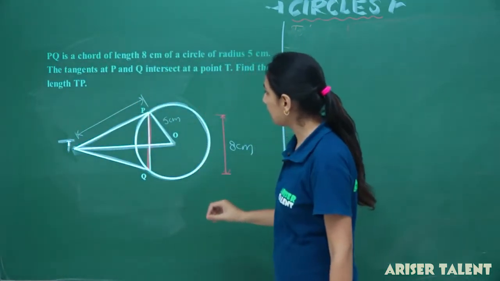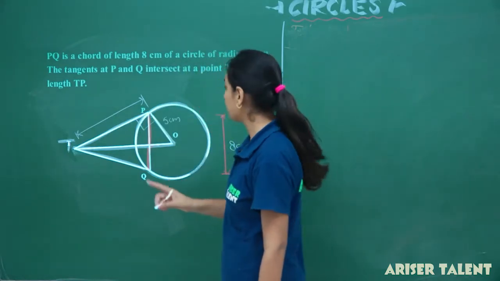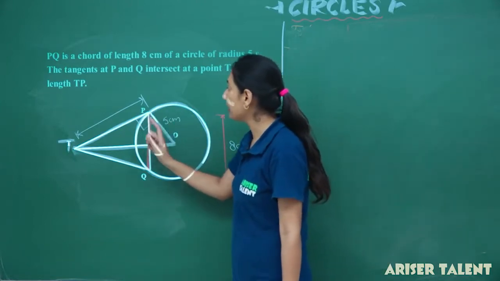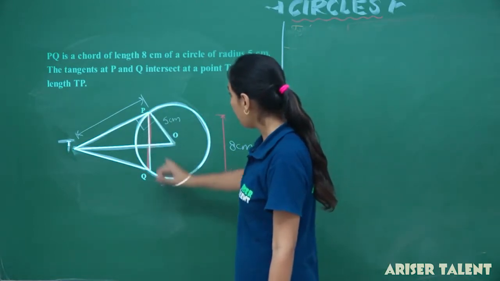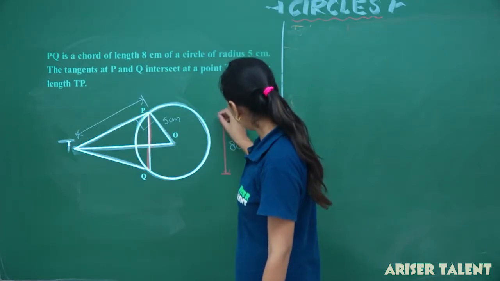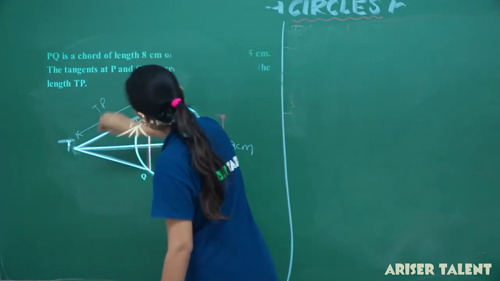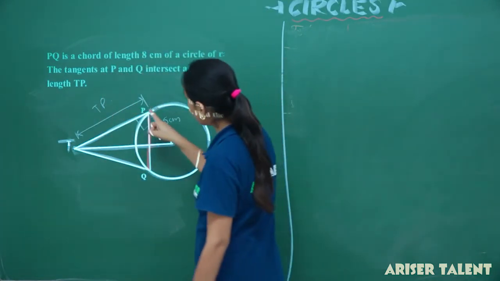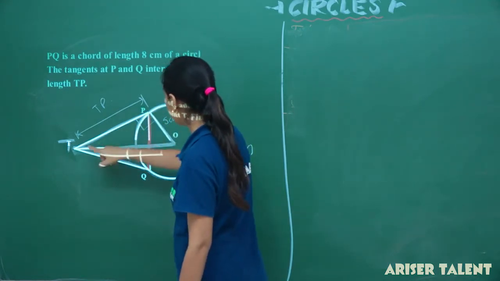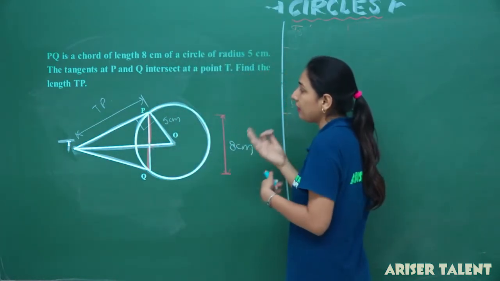Now you can easily say, ma'am, this is our right angle triangle, because this is our radius and this is our tangent. So tangent and radius will give us a 90 degree angle. Now I have this 5. Now I have this 8. I have to find this. So how will I find this? I can find it if I have this side and this side or this side. In that way I can find it.